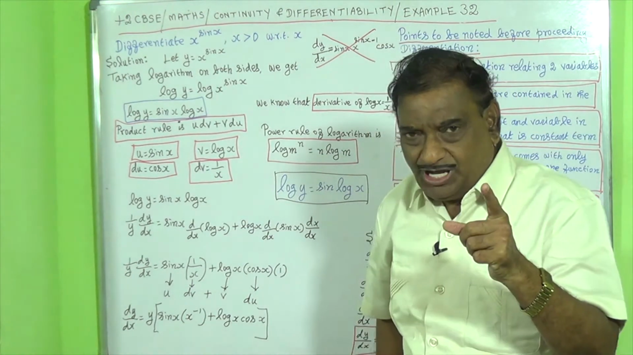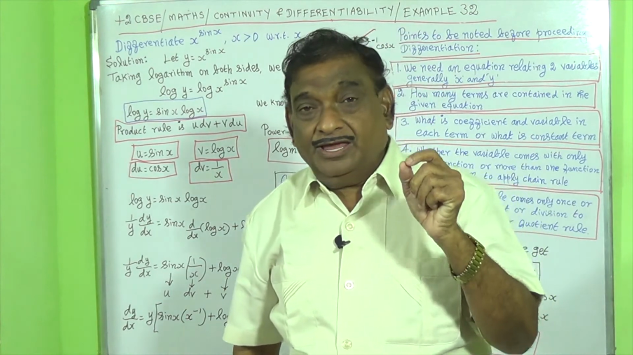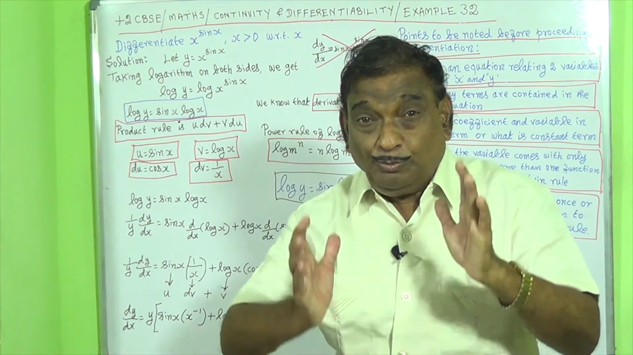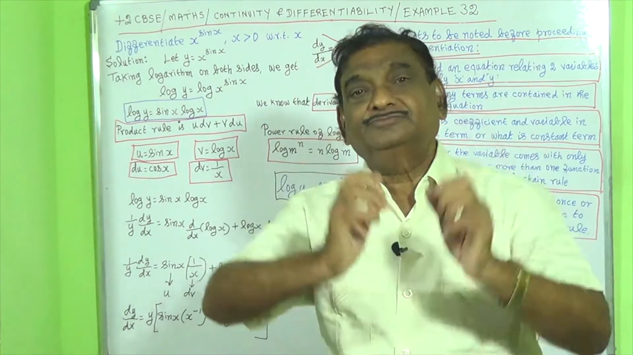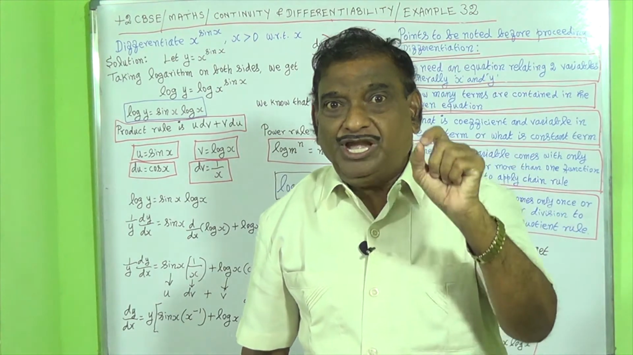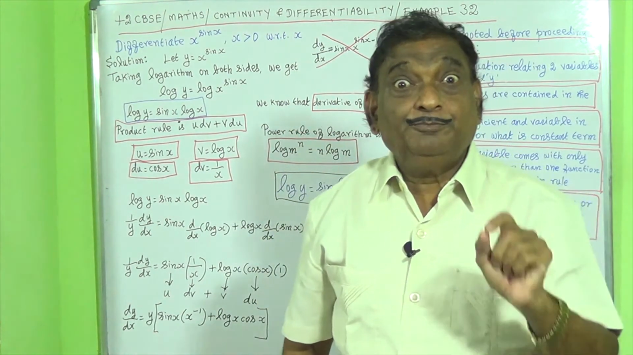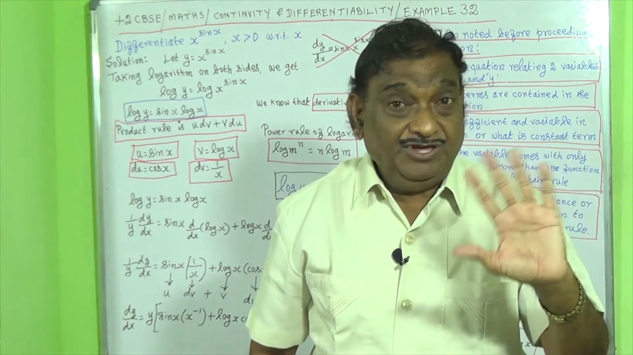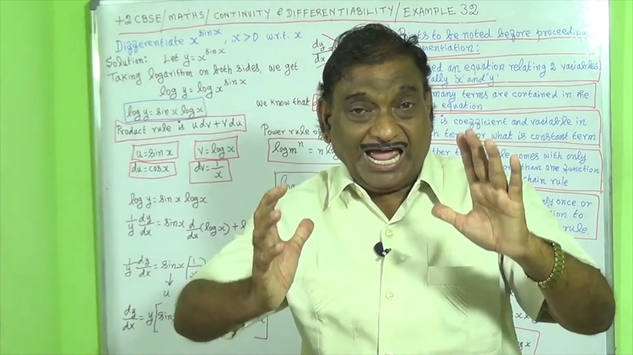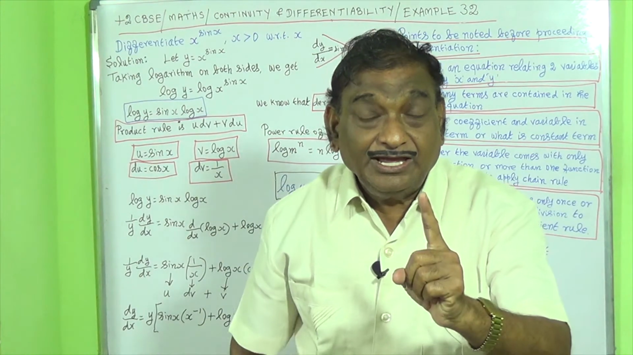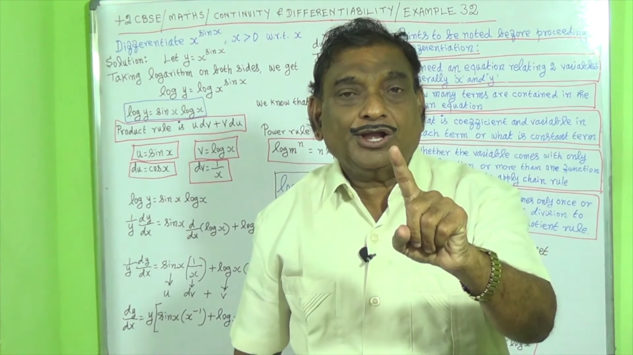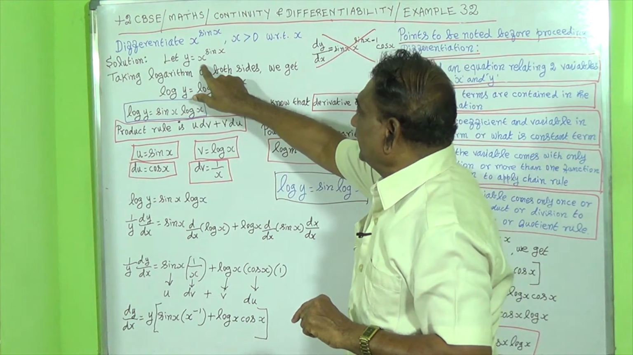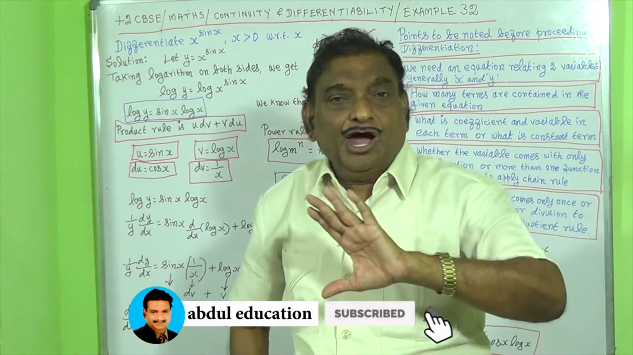Then coming to the second point. After getting the equation relating the variables, we should see how many terms are there in the given function. Why should we see how many terms are there? Because each term should be differentiated separately. We cannot differentiate 2 or 3 terms combined. So we have to see how many terms are in the given function. In this sum, there is only one term, so we need not worry about it.